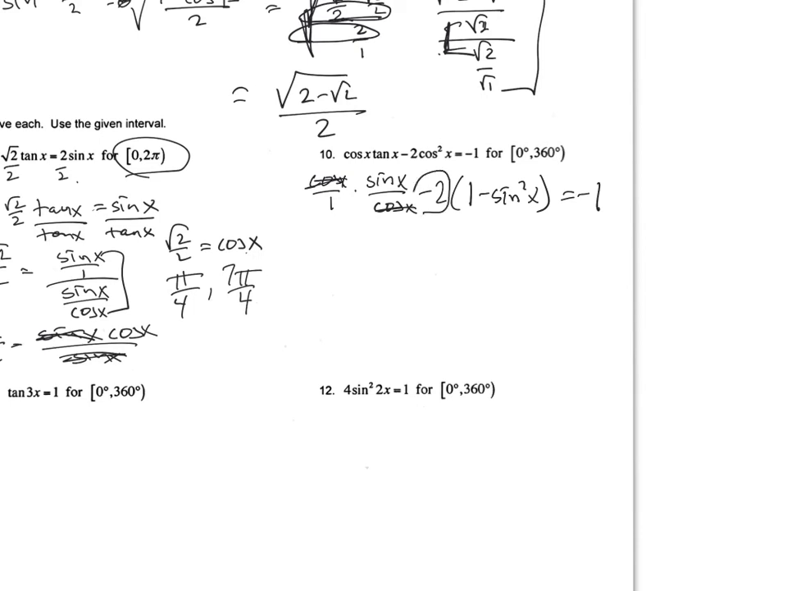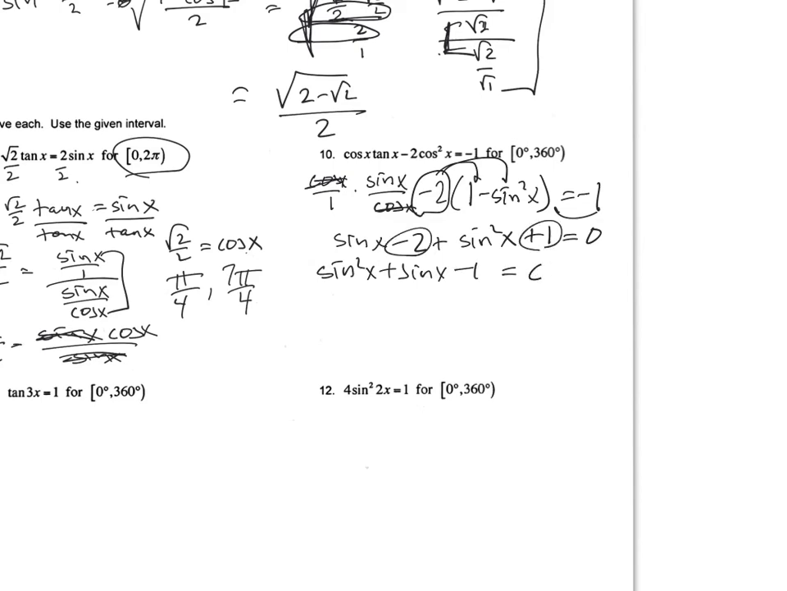This has a -2, so we're going to distribute that. Don't forget about the sine of x first. -2 sine x, that's plain, plus sine squared x. And I'm going to bring this one over, plus 1 equals 0. Put this in a better order so it could be factored. Sine squared x plus sine x, and then -2 plus 1. In order to get sine squared, it's sine x times sine x. In order to get to 1, it's 1 times 1.